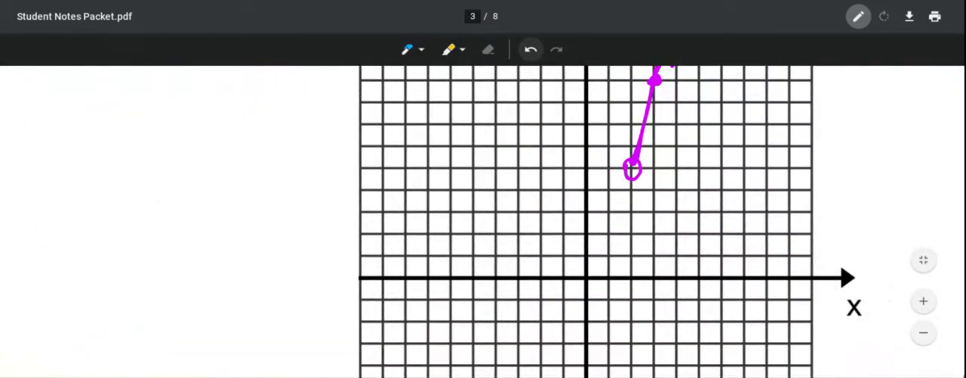So 2, 1, 2, 3, 4. And then 0 is 1, 2, 3. And that's where my arrow is going.